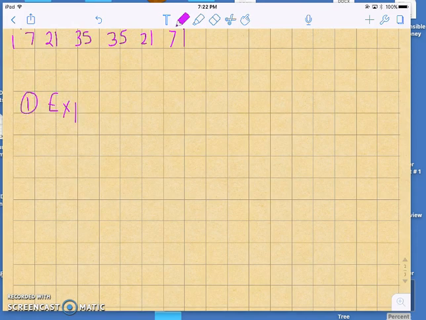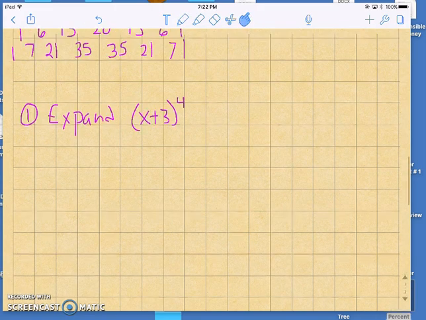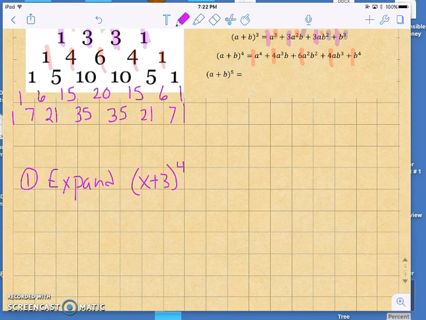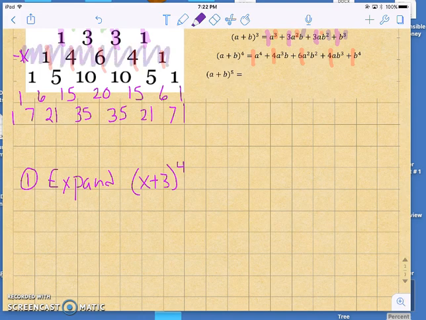So the first one we're going to look at is x plus 3 to the 4th. If we take a look at our pattern, we're going to use the row that has that power in it. So our 4th row would be right here. Let me highlight this row for you. And then we can add these on.